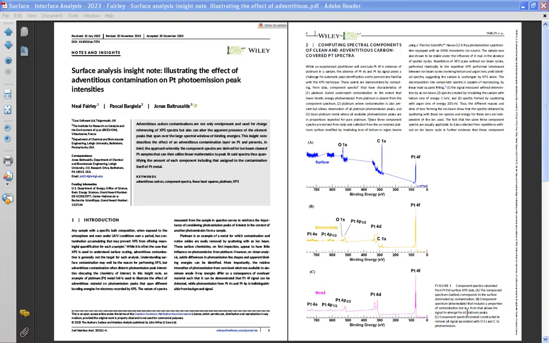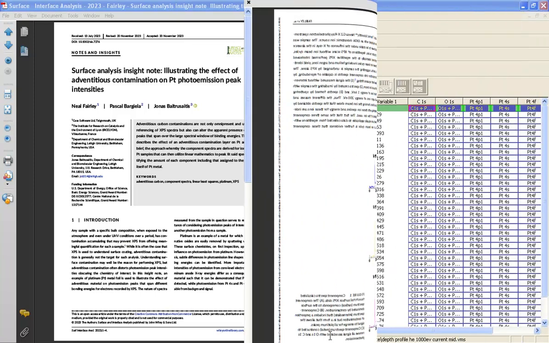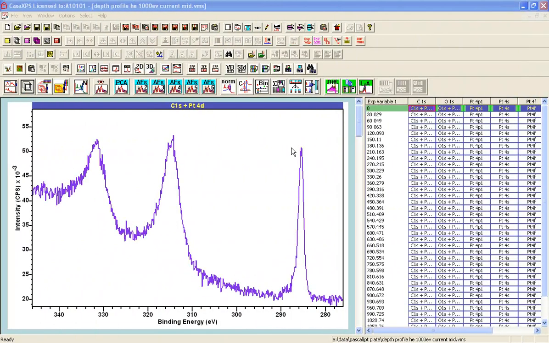And to demonstrate how escape depth influences spectra, I'm going to make use of a data set that is measured from platinum. It's a metallic plate that has contamination on the surface. And by manipulating spectra, I can illustrate some of the influences of escape depth on XPS data. I'm going to illustrate some of the implications of escape depth to XPS by a data set that has been measured from a platinum plate that has been exposed to air.